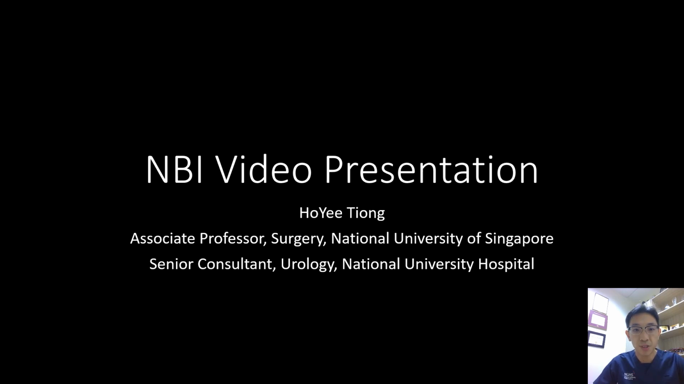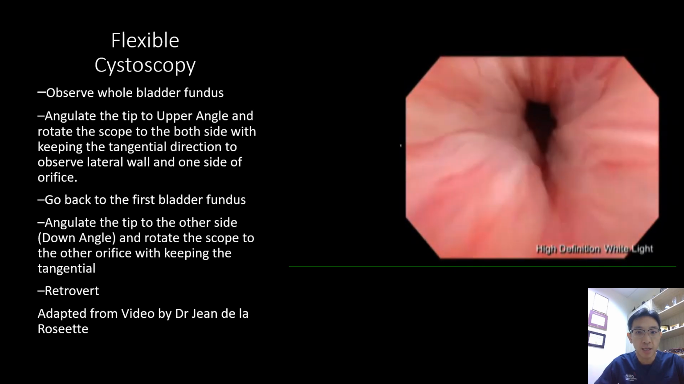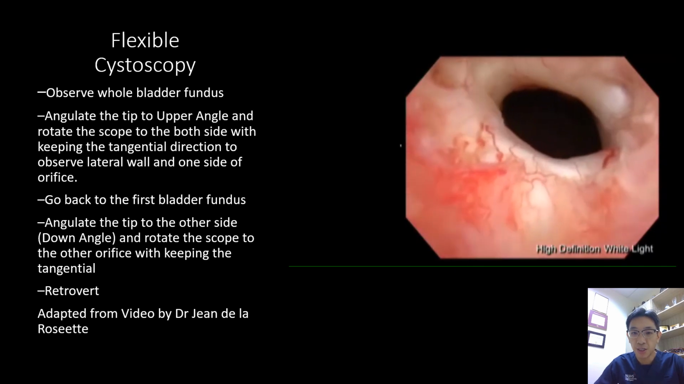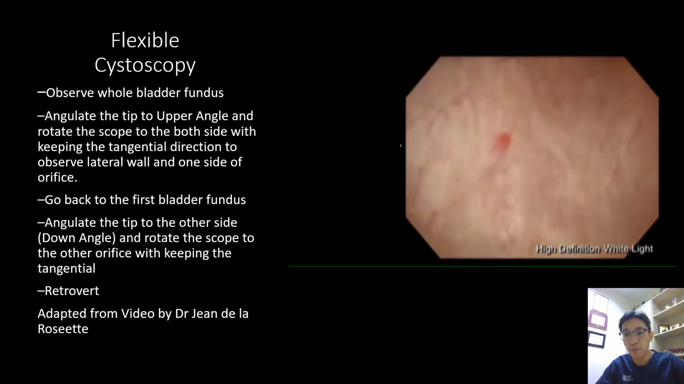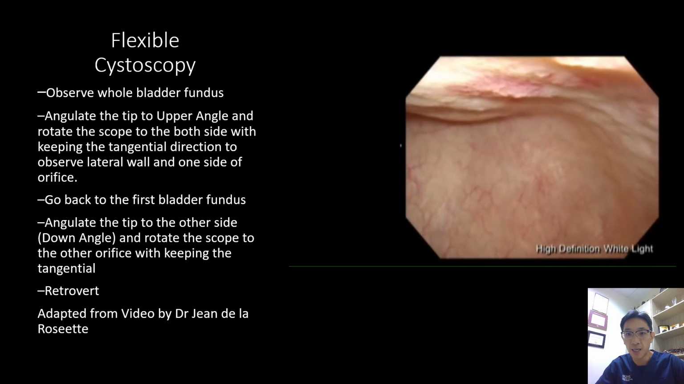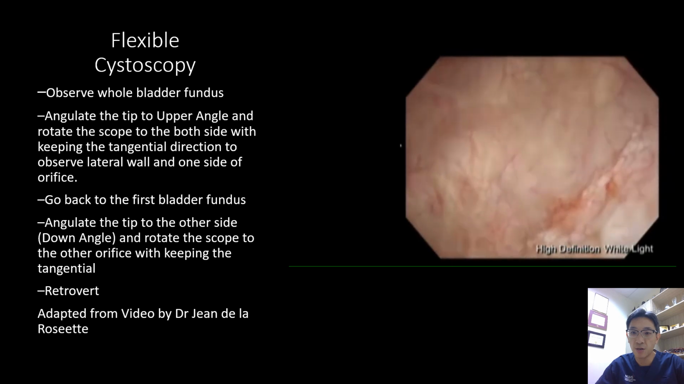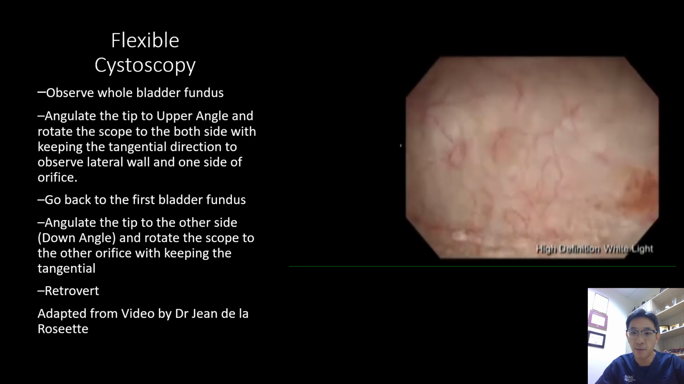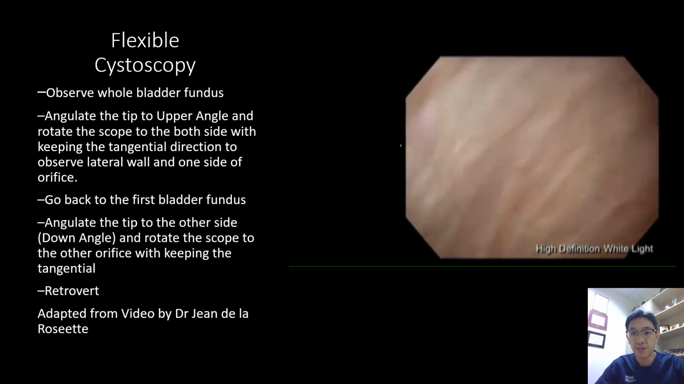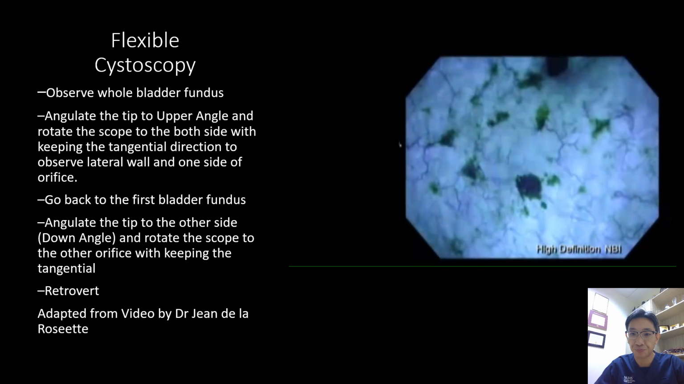The following videos present predominantly my experience with narrowband imaging. This is a flexible cystoscopy actually done by Dr. Jean de la Rosette. And you can see as he enters the previous TURP channel, he utilizes a flexion of the scope and a rotation of the wrist to visualize the bladder. It is important to have a system, and the system is described on the left.